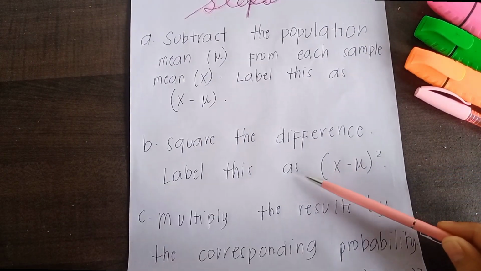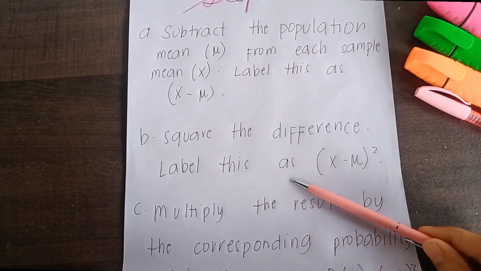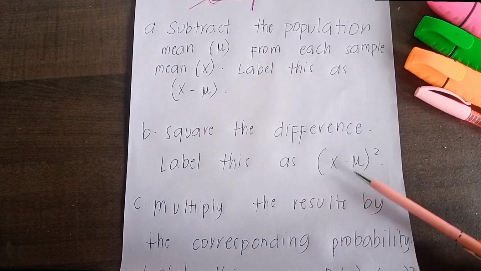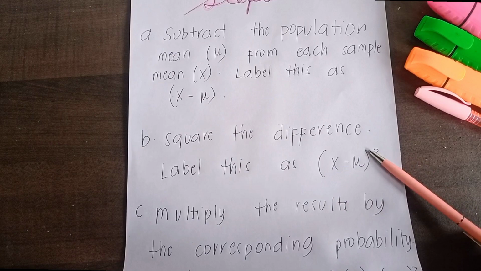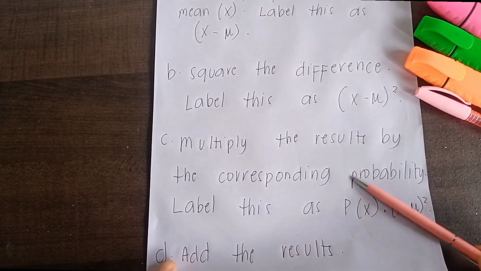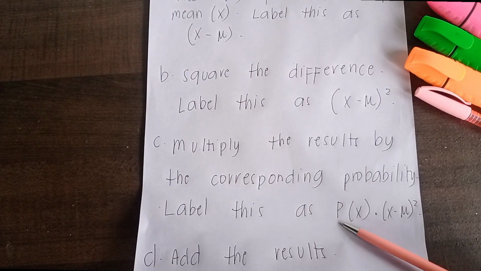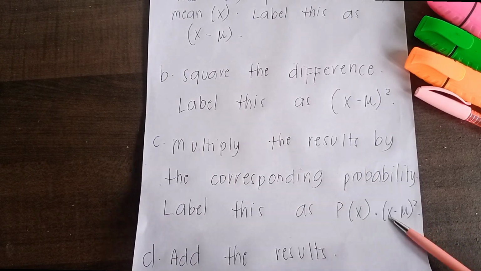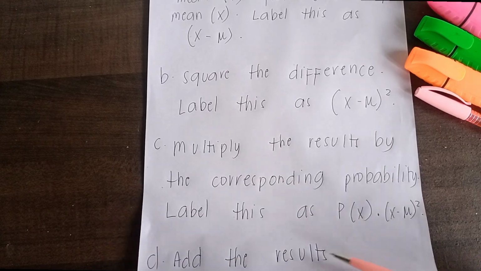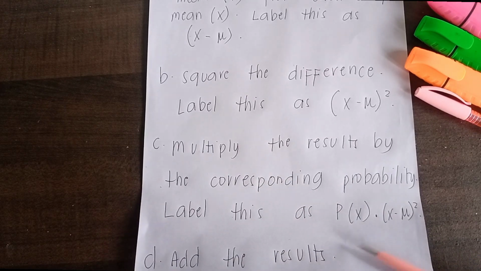Step 2. Square the difference. Label this as x minus population mean squared. Step 3. Multiply the results by the corresponding probability. Label this as probability of x times x minus population mean squared. And the last step is to add the results.